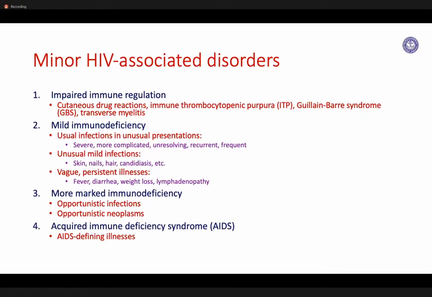Then the third stage is they get more marked immune deficiency, giving rise to opportunistic infections due to pathogens which don't normally cause infections in immunocompetent people, unlike the infections of stage 2, and also opportunistic neoplasms. And finally, the stage is acquired immune deficiency syndrome or AIDS, which is diagnosed when the person presents with what is known as an AIDS-defining disease or illness.